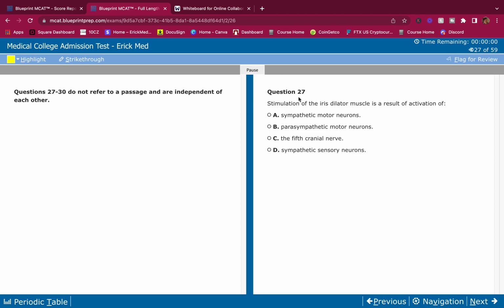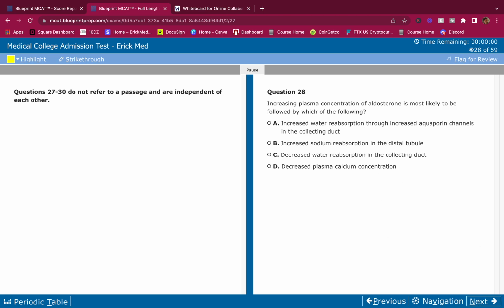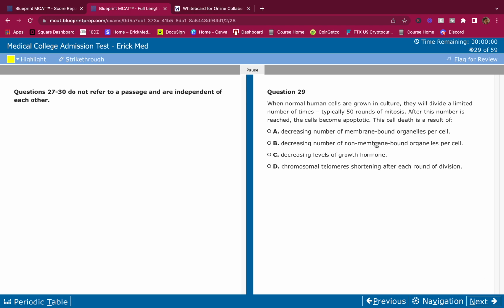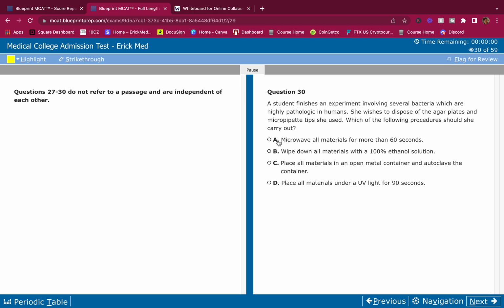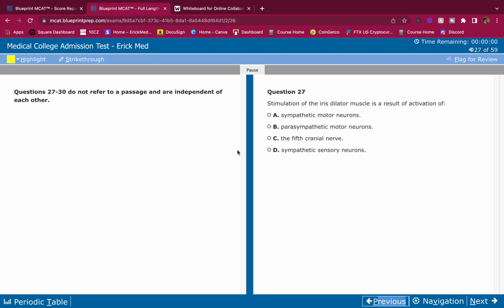So, this is 27. Pick the answer, write it down. 28, pick the answer, write it down. 29, pick your answer and write it down. 30, pick your answer and write it down. I think that is it. Okay, cool. So, go ahead, pick your answer, guys. Play this to see if you got them all right.